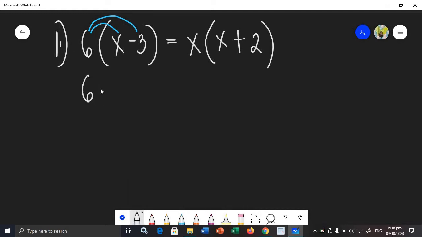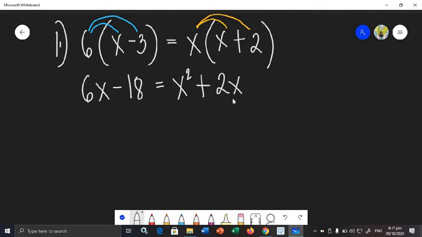So, we will now have 6x. Bakit po naging ganon? 6 times x is 6x. 6 times negative 3, that is negative 18. Okay, na-distribute na natin. Is equal to, then distribute natin si x sa bawat term sa binomial. So, x times x, the answer is x squared. x times 2, the answer is positive or plus 2x. So now, ayan, nagkaroon siya ng 2 as the highest degree. So we can actually transform this into a quadratic equation pala.